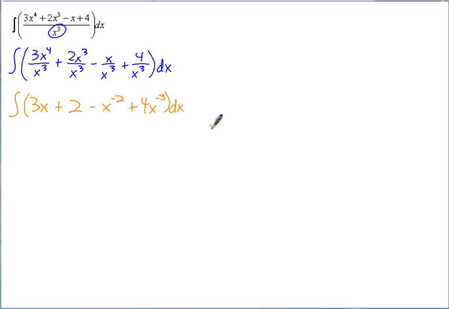Now we can integrate each one separately, so they're just added and subtracted. So the 3 would stay there. Remember, this is x to the 1st, so it becomes x squared over 2 plus 2. Now it's a constant. When you integrate, the antiderivative, you just multiply it by the variable, 2x, because the derivative of 2x would be 2. Then minus, when you integrate that, add 1 to it, it gives you x to the negative 1 divided by negative 1, plus 4x to the, add 1 to it, negative 2 divided by negative 2, and then plus C.